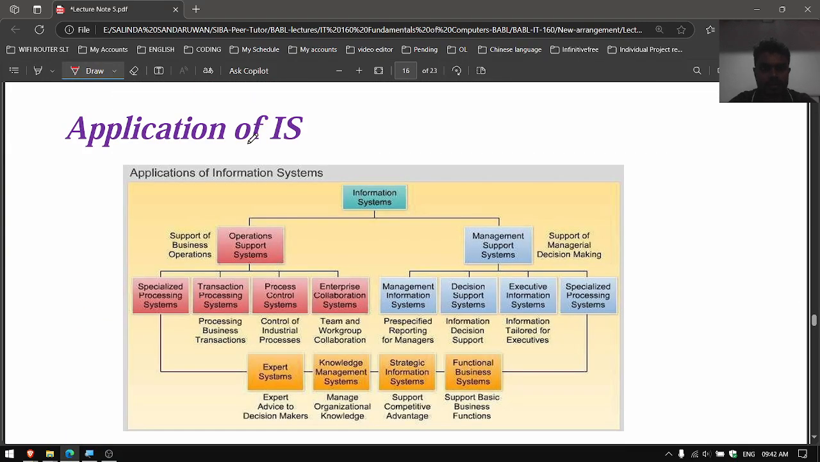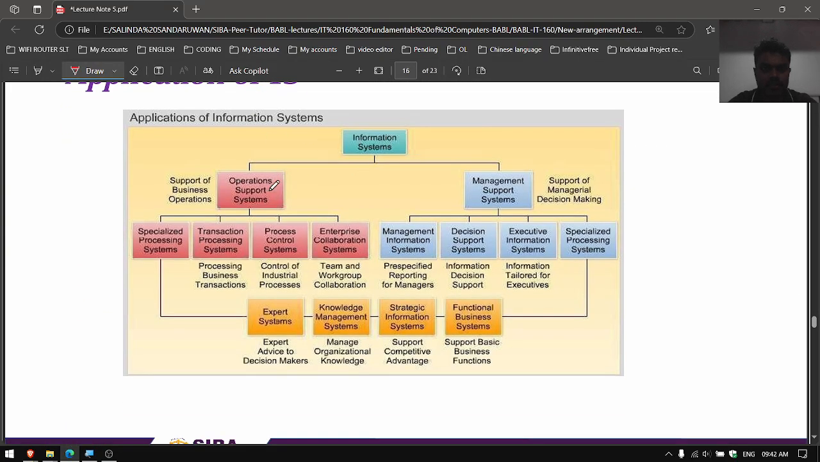Here a graphical representation again. Operation support system and management information system, two different systems. So this is used to manage decision making, and this is used to support the business operations. So think about a POS system in a supermarket. So the owner can daily balance the system and check whether he has profit or loss.